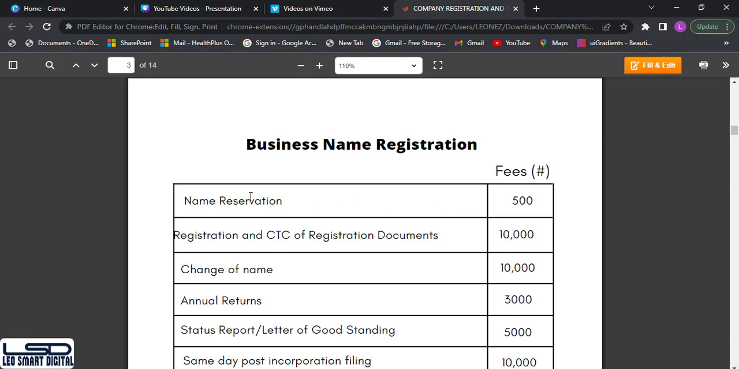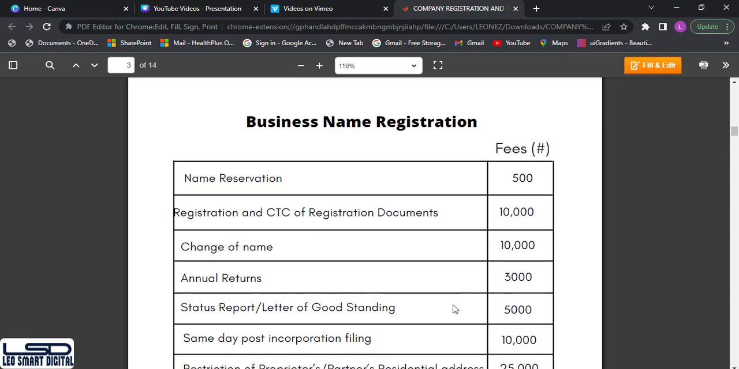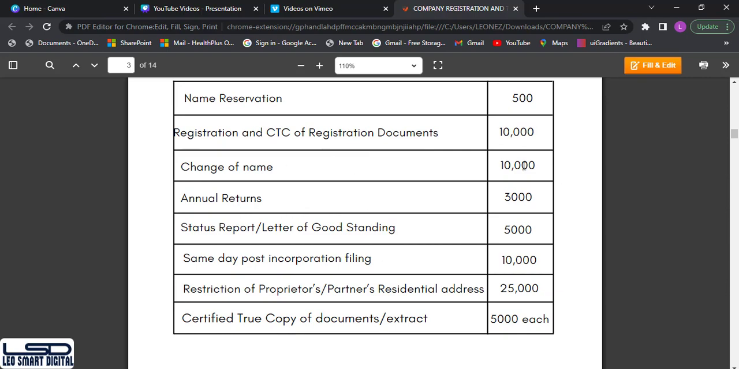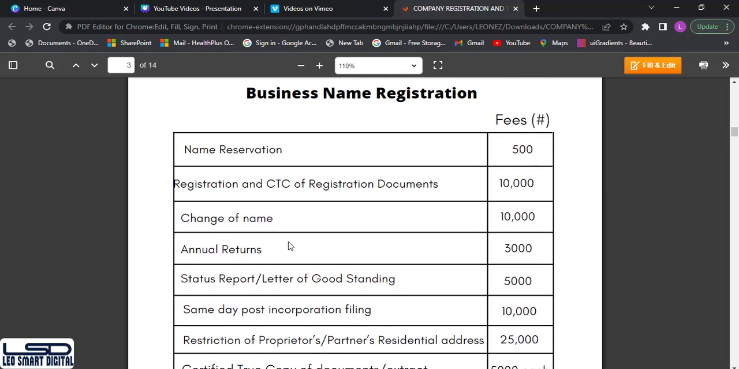So for the name reservation, 500, registration and CTC, certified true copy, are the documents you get at the end of registration. So this costs 10,000 naira. Then the change of name and annual returns. I will be dropping a link to download this ebook for those who are interested.